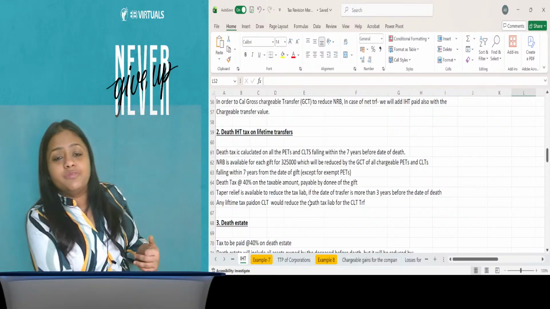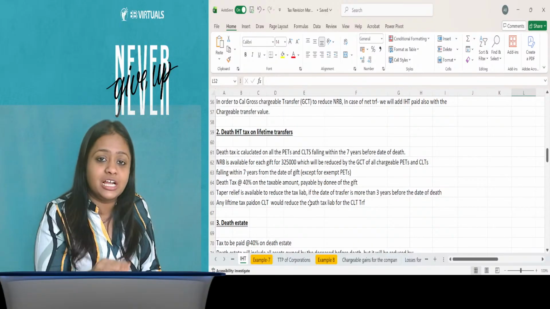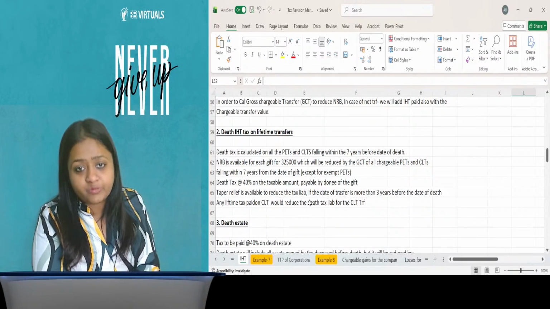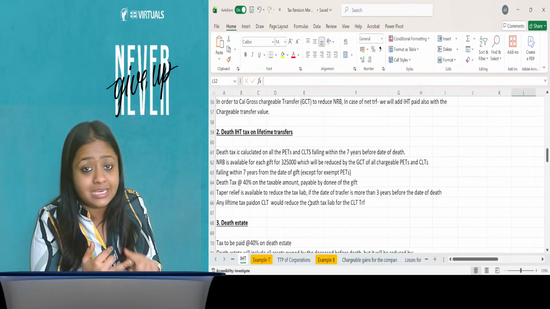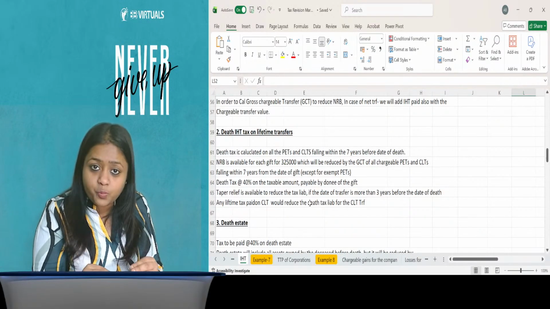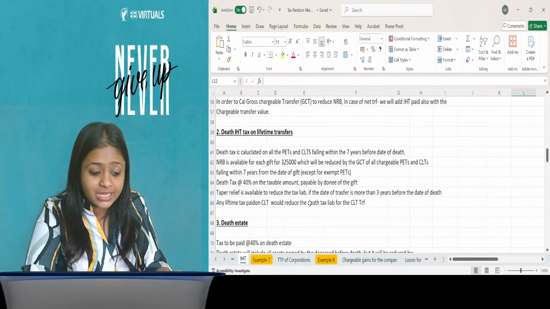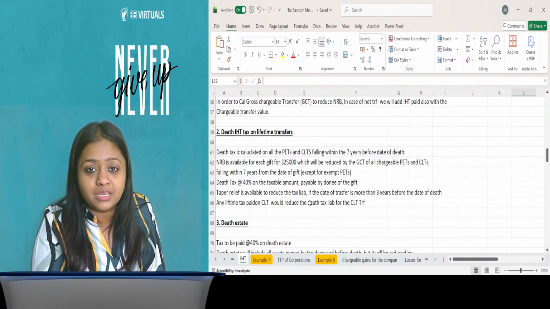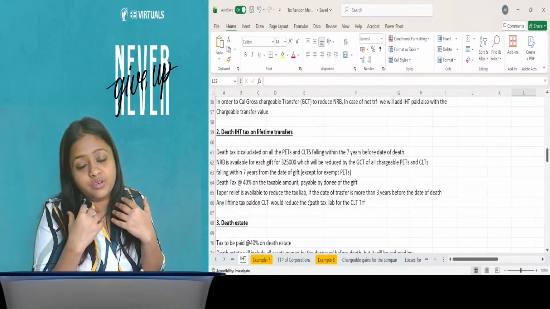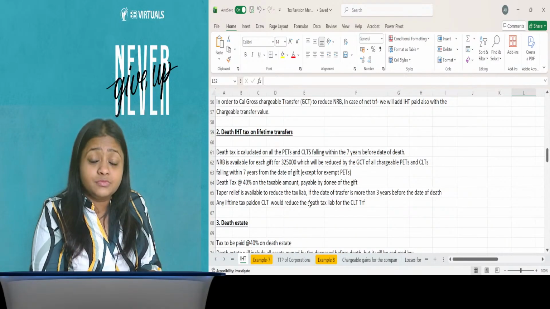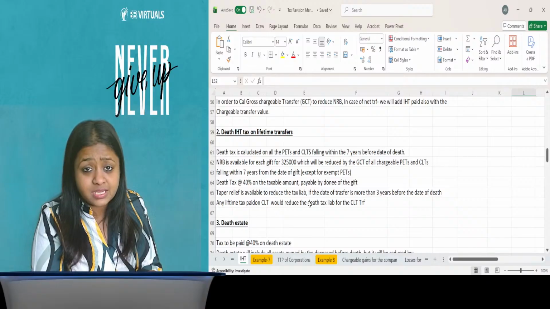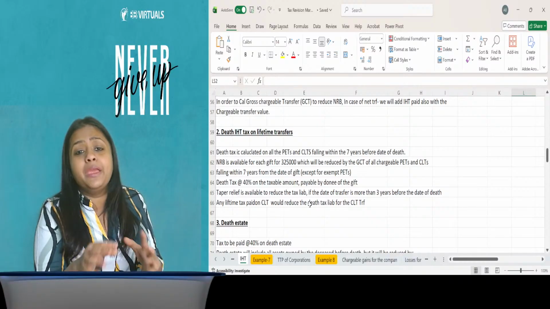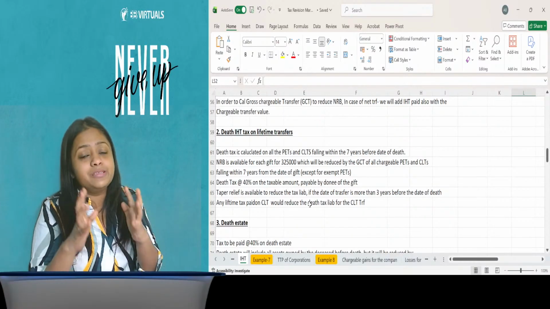Now, death IHT is also calculated on the lifetime transfers. The only thing is, death IHT will only be calculated on those lifetime transfers, be it PET or CLT, it doesn't matter, that took place within 7 years prior to the date of death. So if your death took place on, let's say, 31st December 2024, go back 7 years, and your period will start from 1st January 2017 onwards. From 1st January 2017 till 31st December 2024, any PETs or CLTs that took place will be subject to death tax.